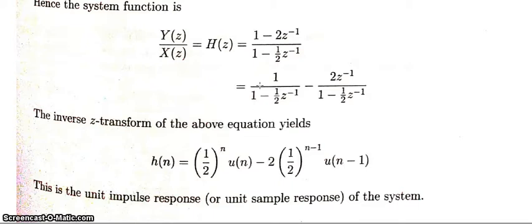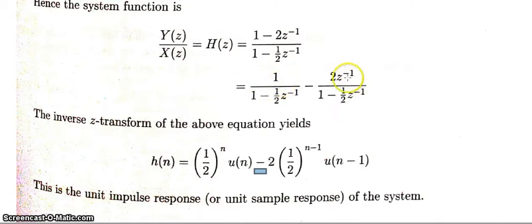It is standard representation, that is, the inverse is going to be 1 by 2 raised to n into u of n. Minus, when we consider the second term, 1 divided by 1 minus 1 by 2 z inverse, its inverse, as we have seen here, is 1 by 2 raised to n into u of n.